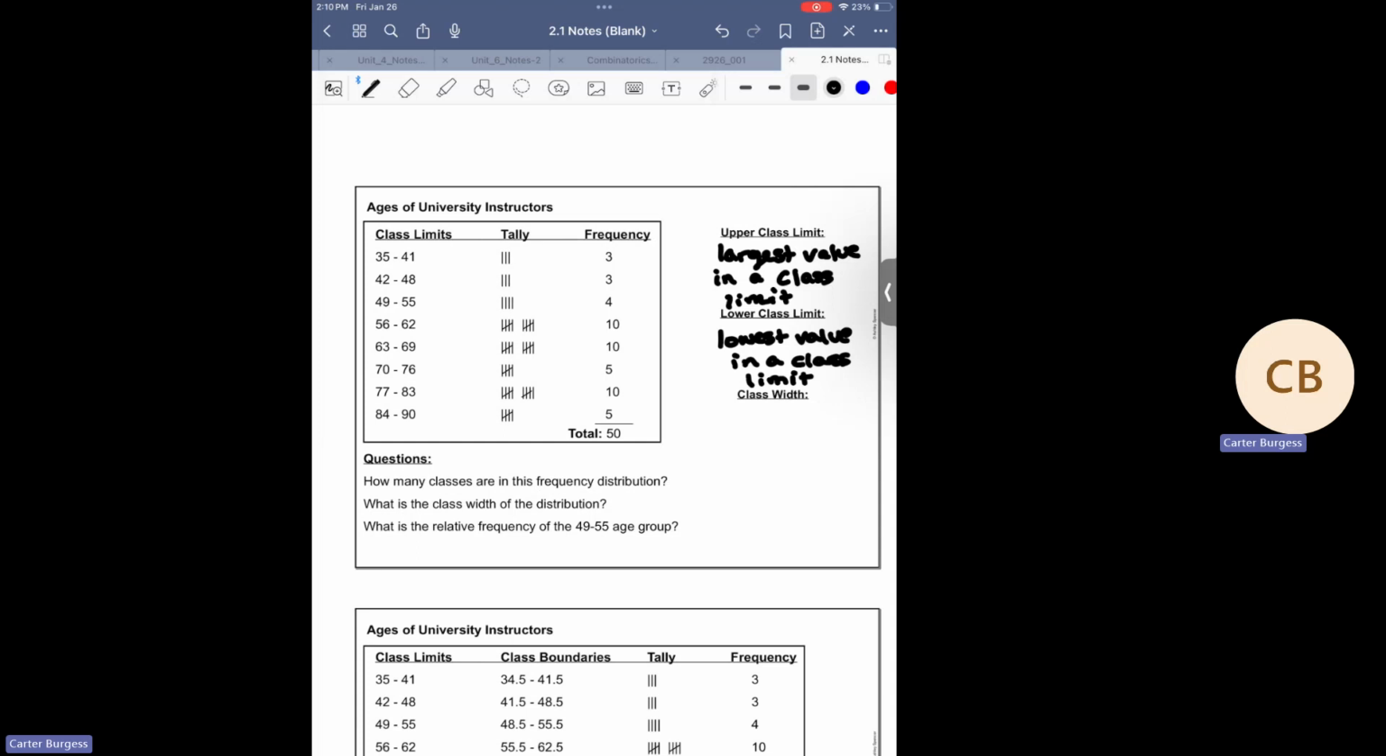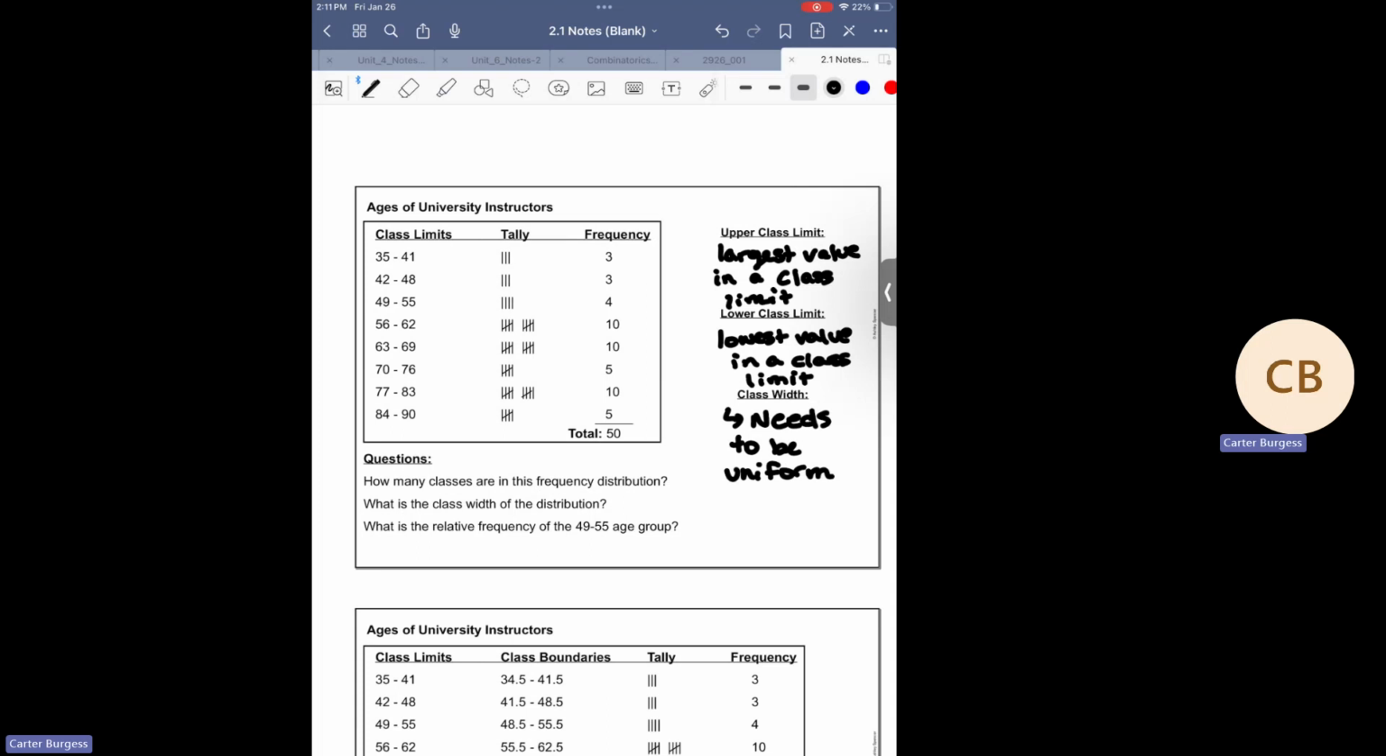Also really important to this, more important, I would say, than the whole upper versus lower, is the class width. What do we notice about the size of each of our intervals for this particular set of class limits? 6. So they're all, we're going to put an asterisk on there. It looks like they're all 6. They're all the same, though, is the important thing here. The width is constant. So our class width needs to be uniform.